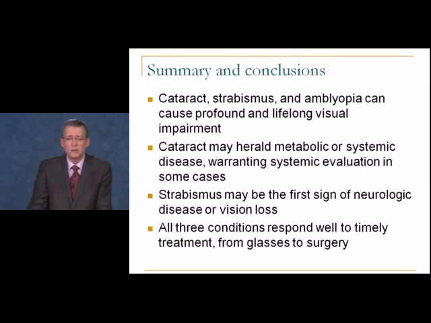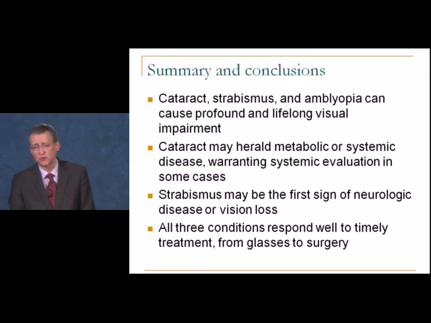So, to summarize, cataract, strabismus, and amblyopia all can cause profound and lifelong visual impairment. The cataract, over and above that, may herald a metabolic or systemic disease. Strabismus may be the first sign of neurologic disease or vision loss, but all three conditions respond well to timely treatment, whether it's glasses or surgery. And so those are really my main take-home points for you.